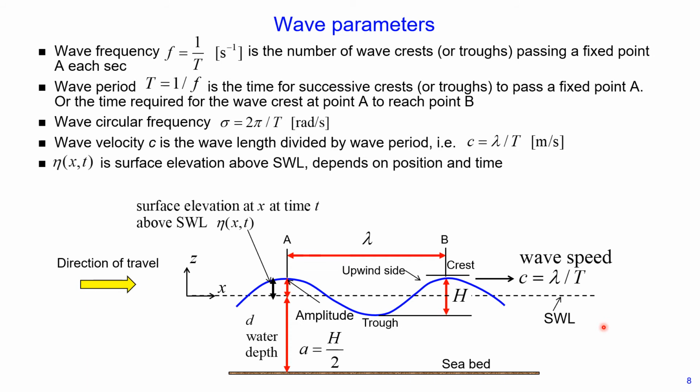And of course we have sea surface elevation above still water level, and this depends on both position and time. So if x changes and t changes, the sea surface elevation will change. So here is a summary of all wave parameters that an engineer needs to know when designing a wave energy converter.